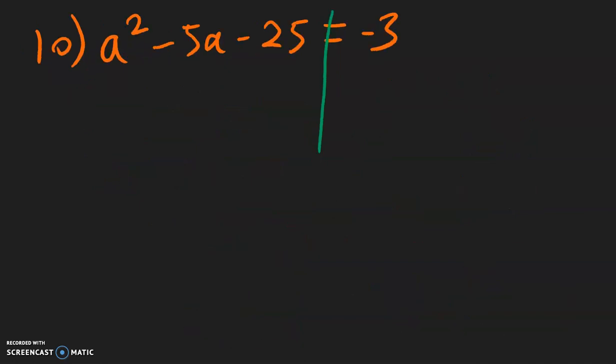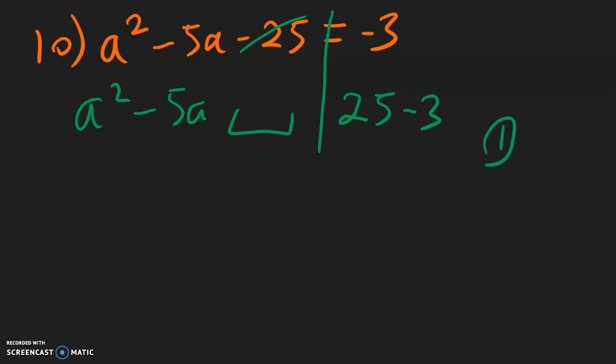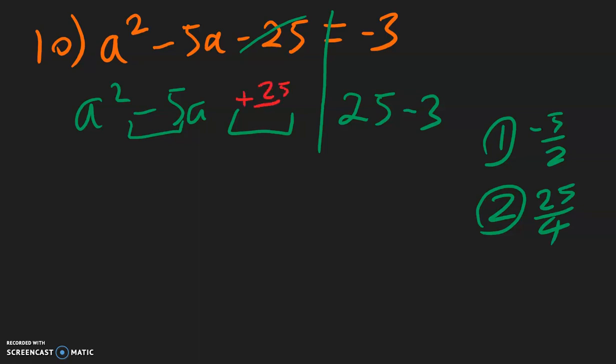For number 10, we need to bring down the a squared, bring down the negative 5a. Next, we need to have a blank to complete the square, which means this negative 25 comes over and becomes a positive 25, and bring down the minus 3. So for the 2 steps, let's take this negative 5 divided by 2, which is going to be a fraction, negative 5 over 2. Then step 2, square that. Negative 5 squared is positive 25. 2 squared is 4. So in the blank, we have positive 25 over 4. Because we add that to the left side, we need to also balance it by adding it to the right side, 25 over 4.